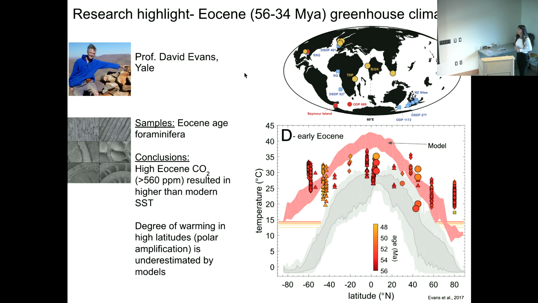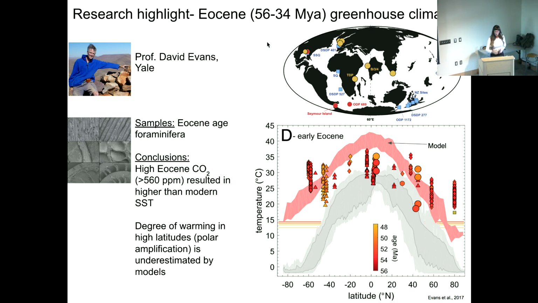This research was performed by Professor David Evans at Yale. The samples were Eocene age foraminifera, and they were taken from all of these locations, which you can see by the symbols there on that map. So they were taken from all those different areas so that the latitudinal temperature gradient could be examined.